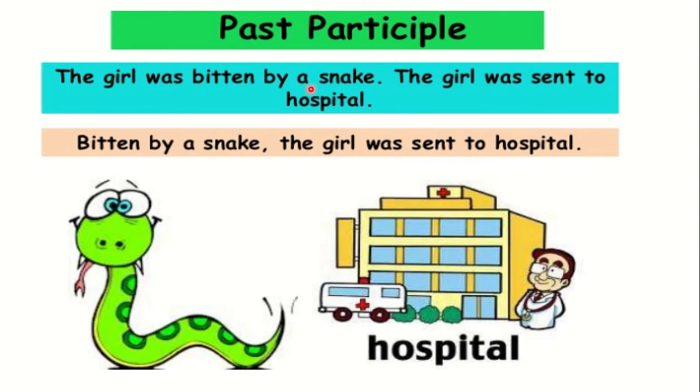Next, we have past participle. See this sentence. Have a look. The girl was bitten by a snake. The girl was sent to hospital. See, bitten by a snake, the girl was sent to hospital. So bitten here is past participle used with a noun.